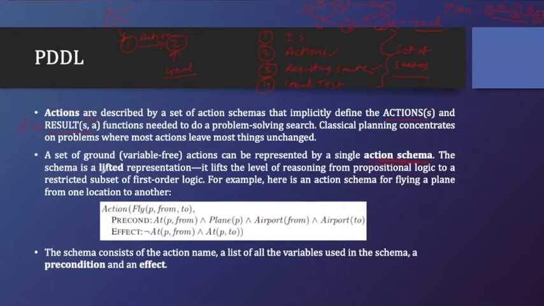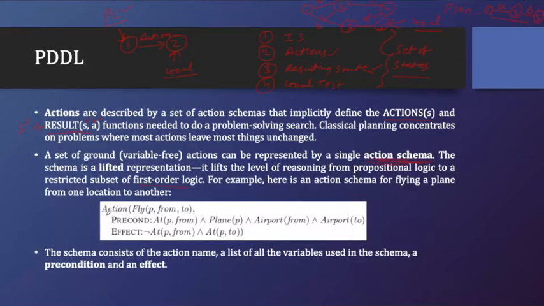This schema is a lifted representation. It lifts the level of reasoning from propositional logic to a restricted subset of first order logic. So here this action is not propositional logic. Actually, it is first order logic. For example, here is an action schema for flying a plane from one location to another location. Here we have an action.